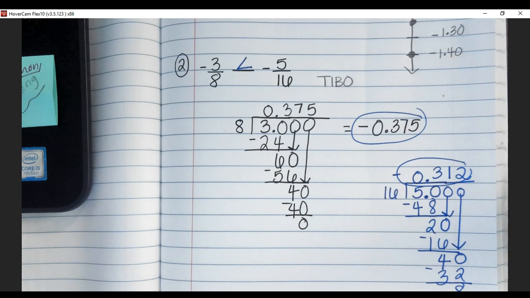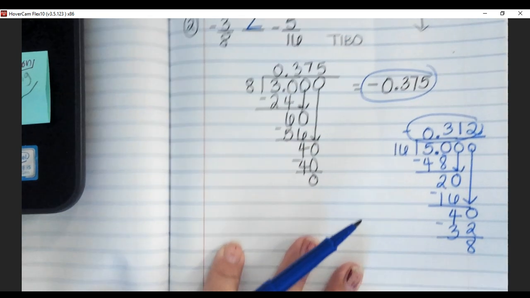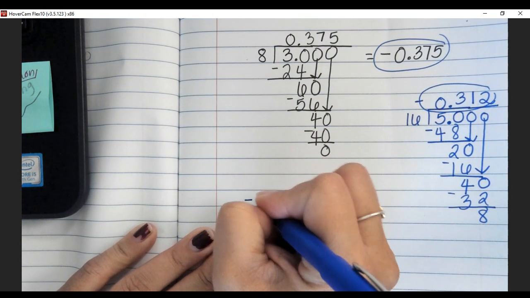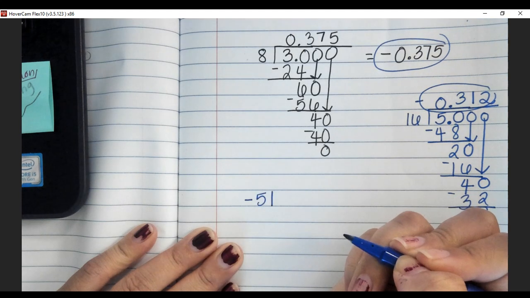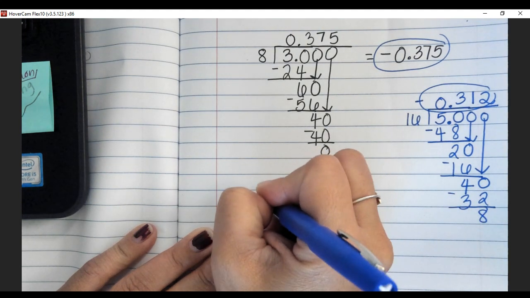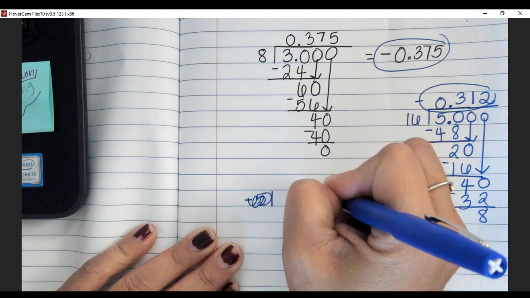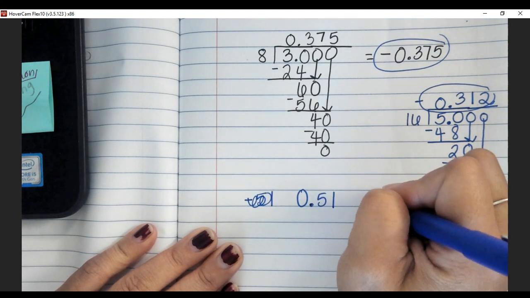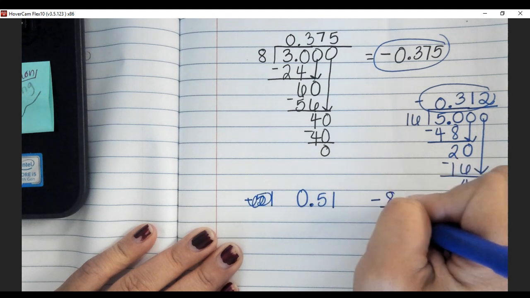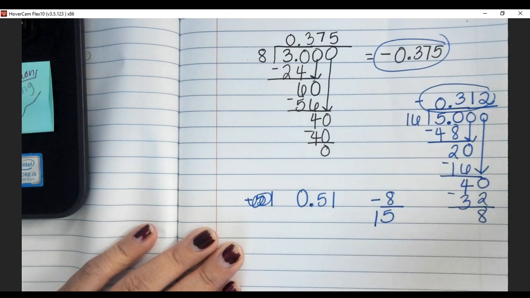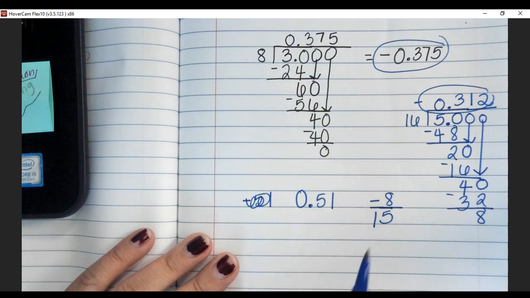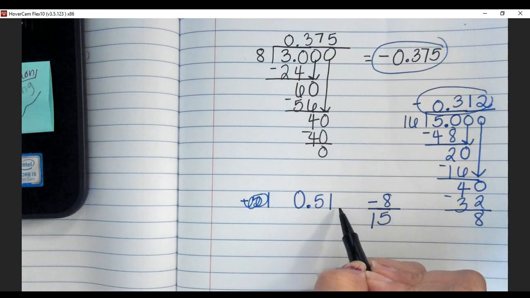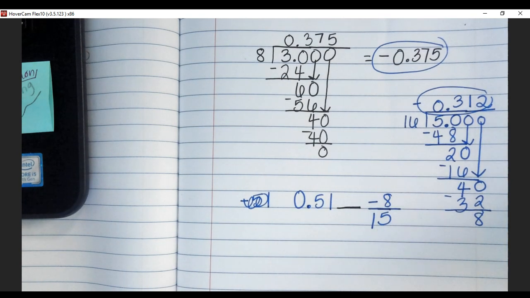And so that's what you're going to be doing today. You are going to have one that you're going to look at today. Let me rewrite that. Negative 51 hundredths. And then you have negative 8 fifteenths. So you're trying to decide, what are you going to put here to make this statement true? A less than or greater than?